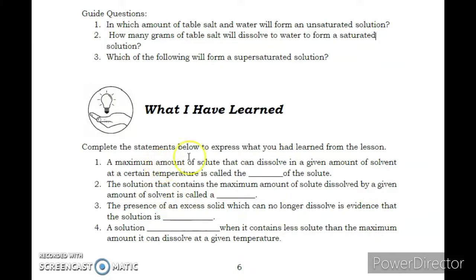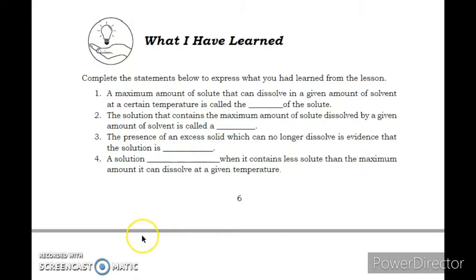So complete the statements below to express what you have learned from the lesson. So kung talagang may natutunan sa ating discussion kanina, so you can be able to fill in the blanks to complete the statements or sentences here. So we have numbers 1, 2, 4.